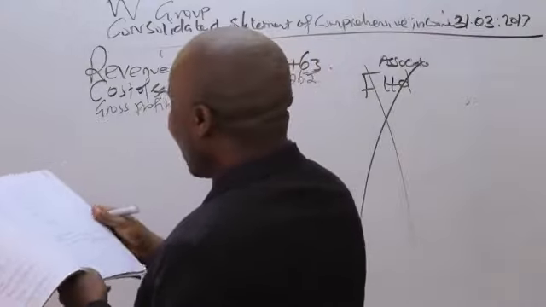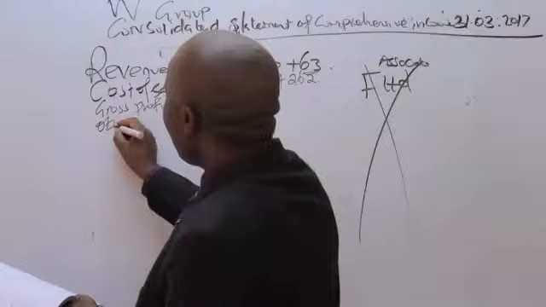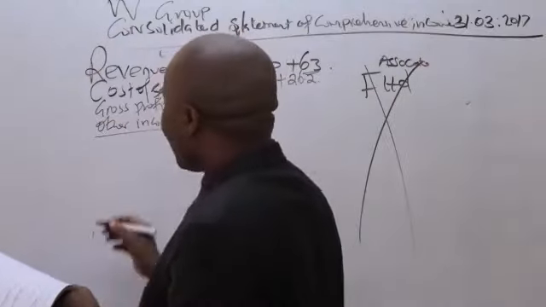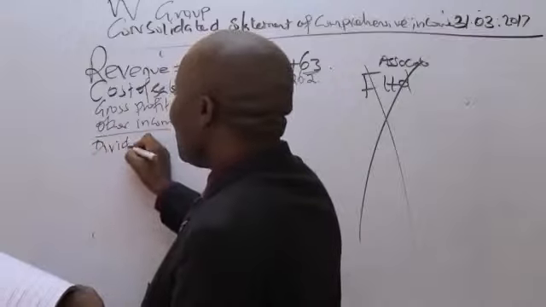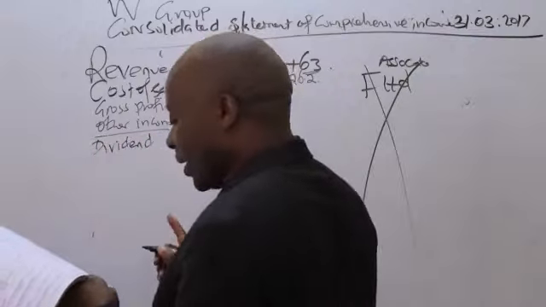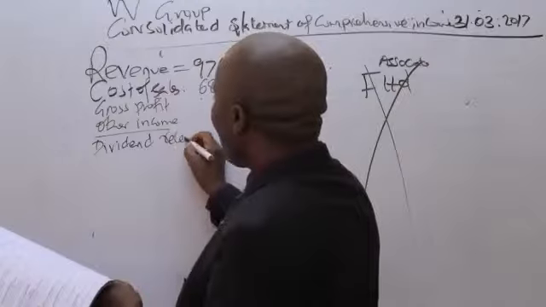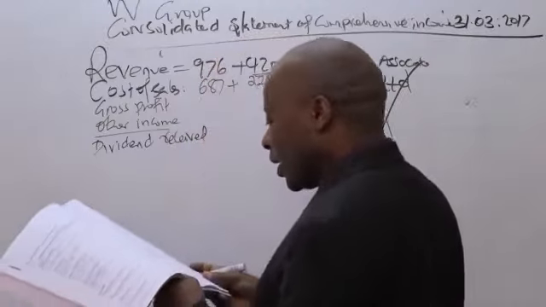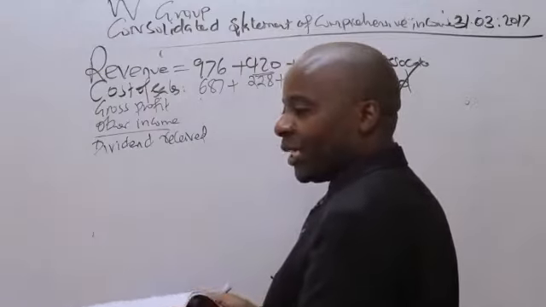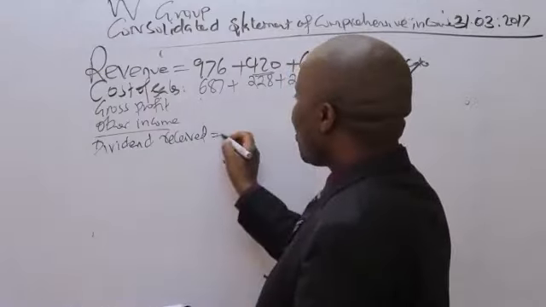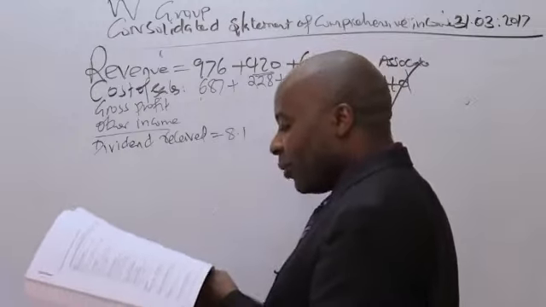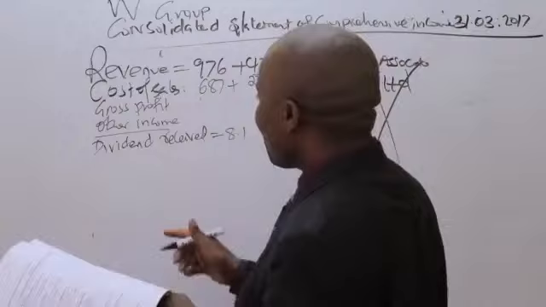So the next one is other income. If you look at the other income, I can see dividend received. So I'll just write dividend received, even without reading much. For dividend received, I would want to consolidate. Dividend received is 8.1. After 8.1, I'll be able to get to the operating expenses.